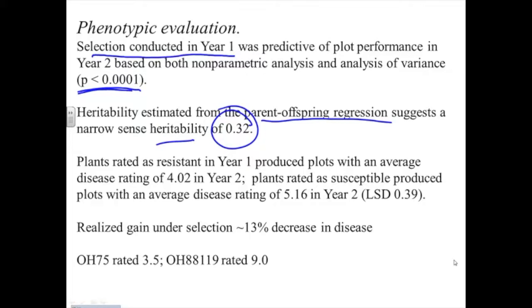Plants rated as resistant in year 1 produce plots with an average disease rating of 4 in year 2, whereas those rated as susceptible, it's a full point above on that Horsfall-Barrett scale. Okay, and our realized gain in that 1 year is a 13% decrease in disease.